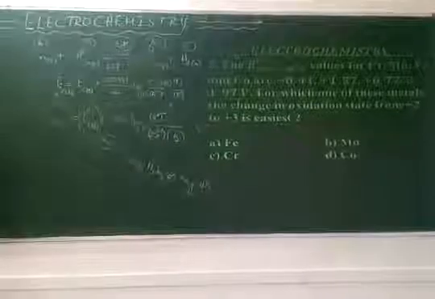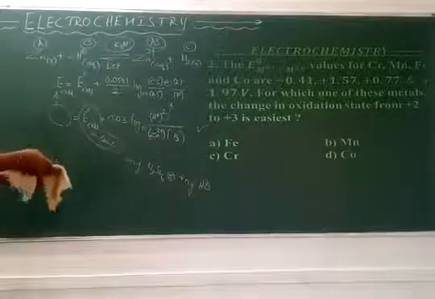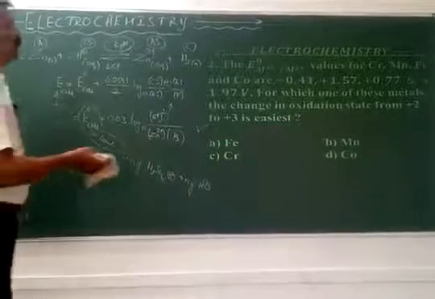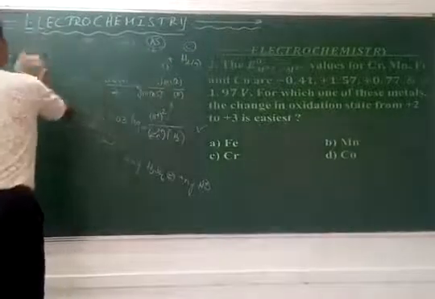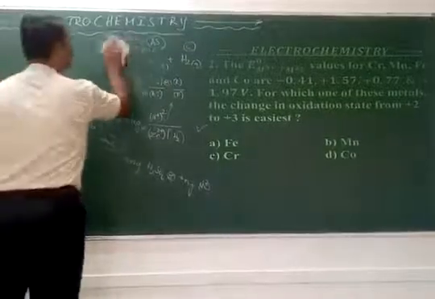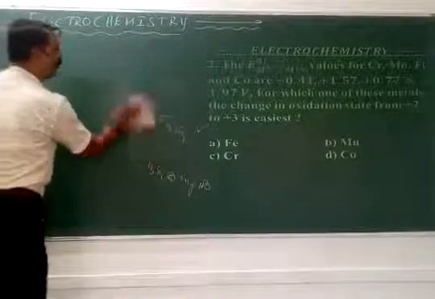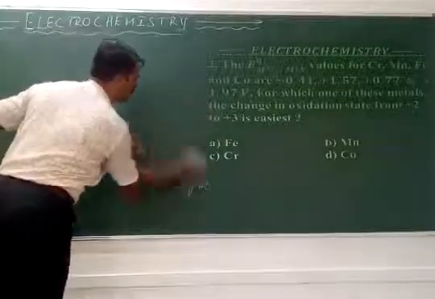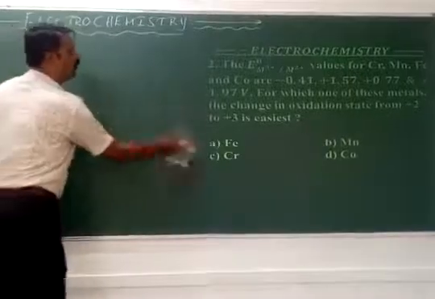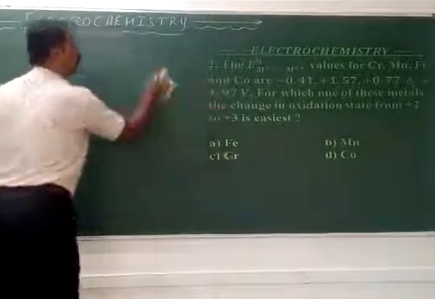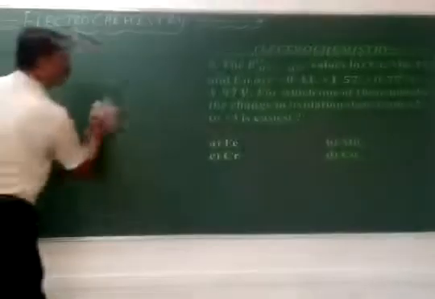What's that? The E naught of M3 plus per M2 plus values for chromium, then manganese followed by iron, and then cobalt are respectively what and what? They are minus 0.41, plus 1.57, 0.77 and then plus 1.97 volts.